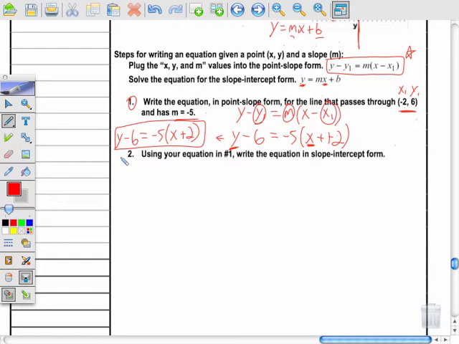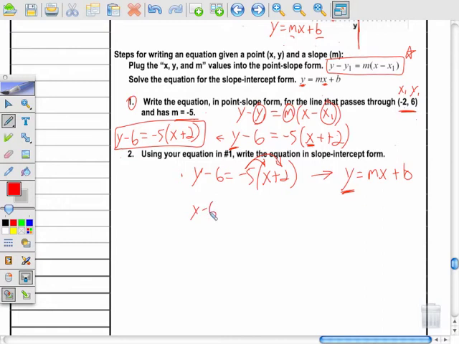All right, number 2, use your equation from what we just did and use that to get into slope-intercept form. So I'm going to rewrite it. We got y minus 6 equals negative 5 times x plus 2. When we get done, we want it to look like y equals mx plus b. We want y by itself, basically. So let's do that. Given this equation right here, the first thing that I want to do is distribute.